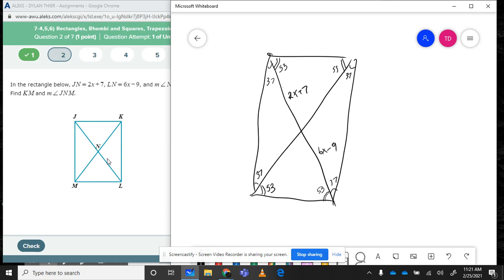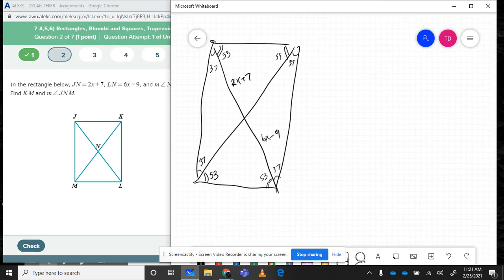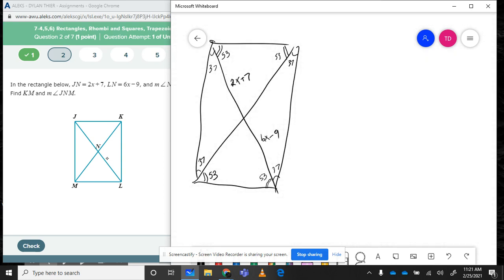So it looks like we've got a bunch of isosceles triangles, is what it appears to me. One of our isosceles triangles is this one, which is 53, 53, and if I wanted to label the last side, well, they have to add up to 180. I've got 106 right now, so I would need another 74. And we know that this length here is 2x plus 7, which means that this one should be 2x plus 7.